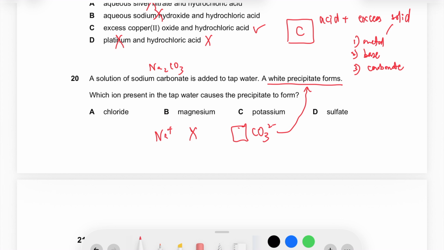So it can't be anions. You're looking for a metal. This one is a spectator salt, it's all soluble. So the answer must be B. The white PPT most likely will be magnesium carbonate.